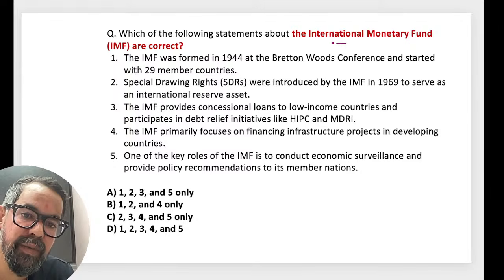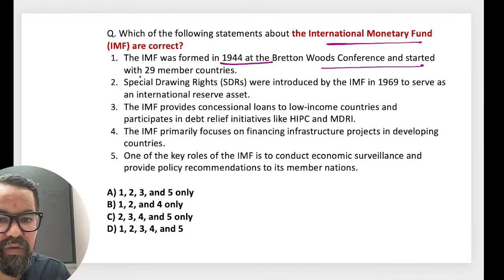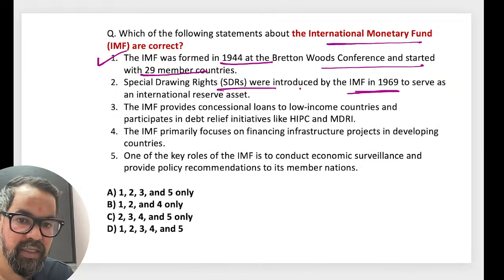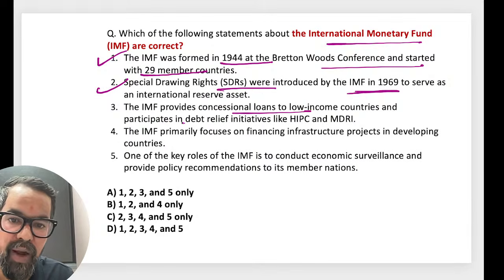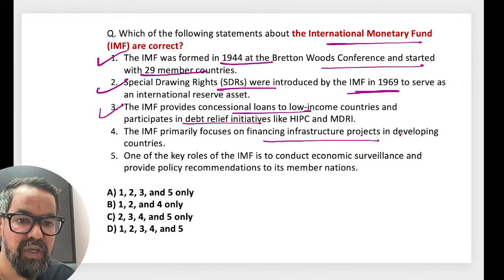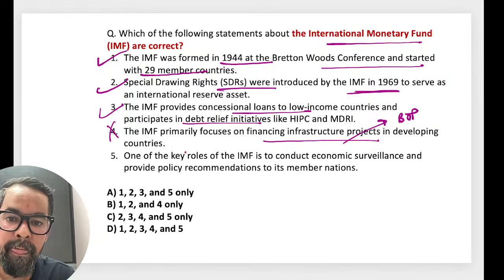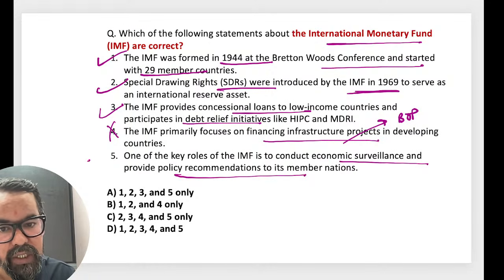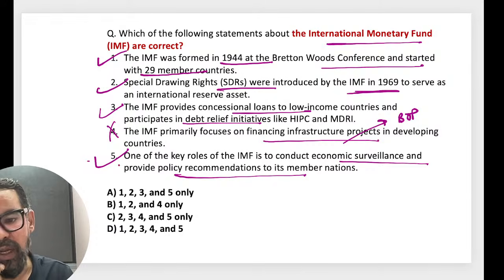Which of the following statements about IMF are correct? The first statement, IMF was formed in 1944 at the Bretton Woods Conference with 29 countries, 100% true. SDR was introduced in 1969, 100% true. IMF provides concessional loans to low income countries and participates in debt relief initiatives, 100% true. IMF primarily focuses on financing infrastructure projects. No, its loan is mostly around BOP financing, so this is wrong. One of the key roles of IMF is to conduct economic surveillance and provide recommendations. They come up with the World Economic Outlook report every year.